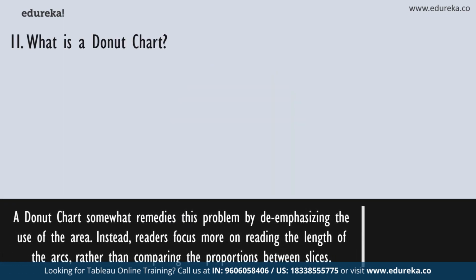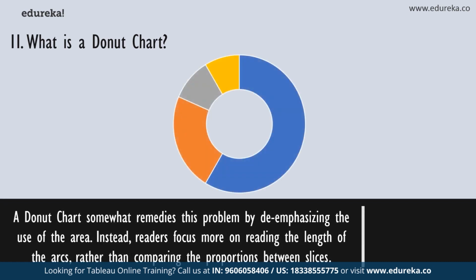Behold the donut chart. Now, a donut chart somehow remedies this problem, and again it de-emphasizes the use of that area. A donut chart is essentially a pie chart that you saw previously, except it has a hole in the center, or the central area has been cut out. A donut chart basically invites the readers to focus on reading the length of the arcs rather than comparing the portion sizes between the slices. Also, this chart is more space efficient than a pie chart because you can pretty much use the central hole to fill in with data or information if you like.